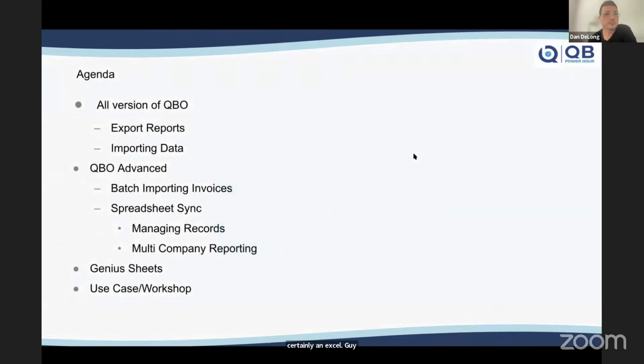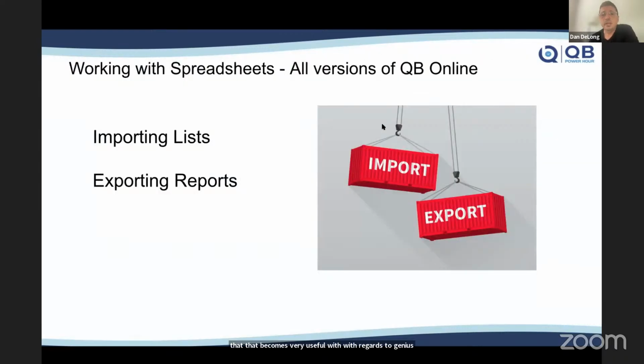All right, let's talk a little about what we're going to cover today. We wanted to talk about what you can do with spreadsheets in all versions of QBO. Then we'll talk about some of the things you can do in QBO Advanced specifically, because Intuit seems to have reserved some of the niftier things for QBO Advanced. Then we'll toss it over to Trevor to talk about what Genius Sheets can do. Jonathan and Trevor have worked up some use cases, almost like a little workshop, from what he's seen in his practice that becomes very useful with Genius Sheets.